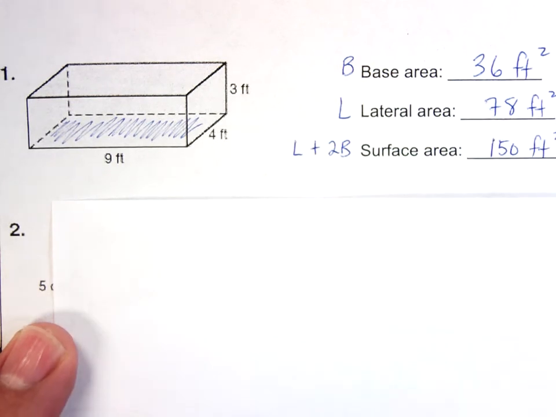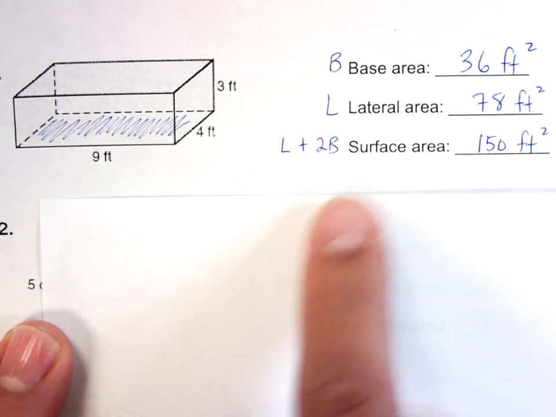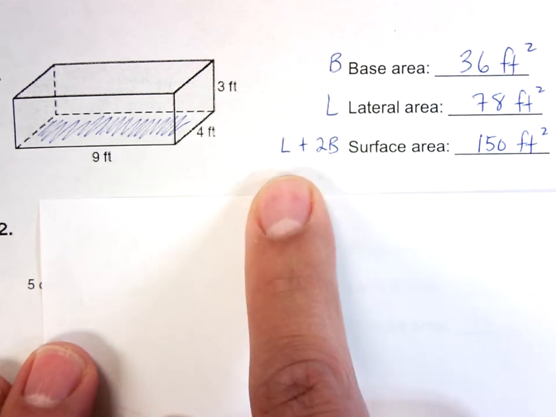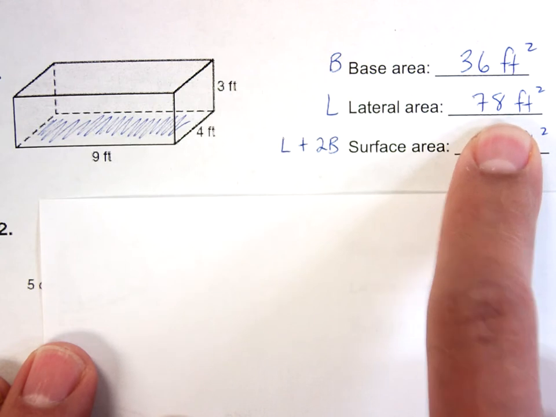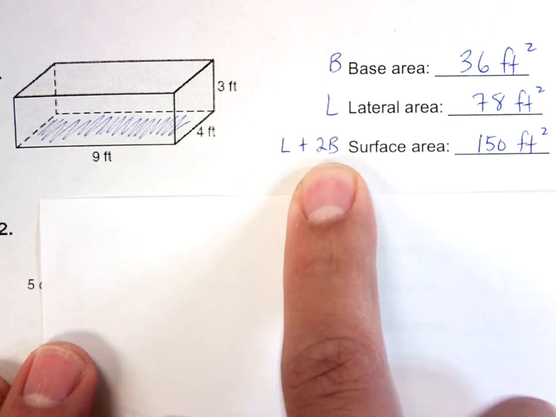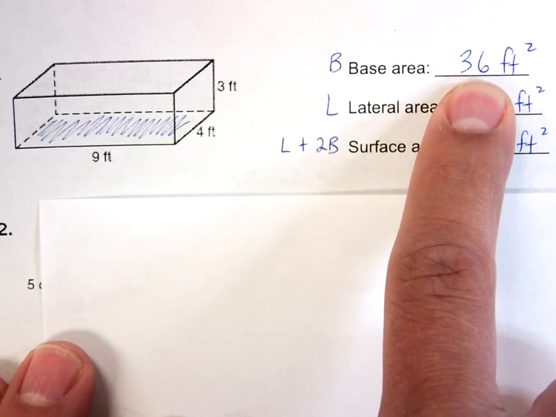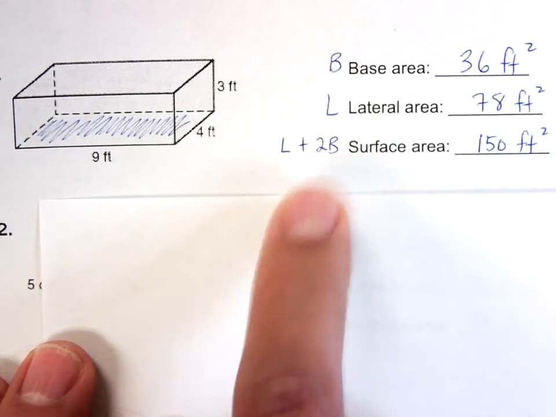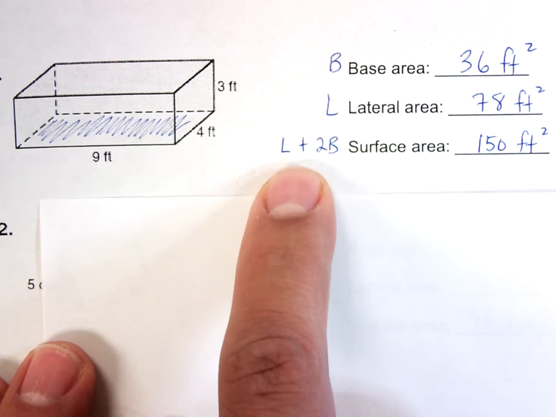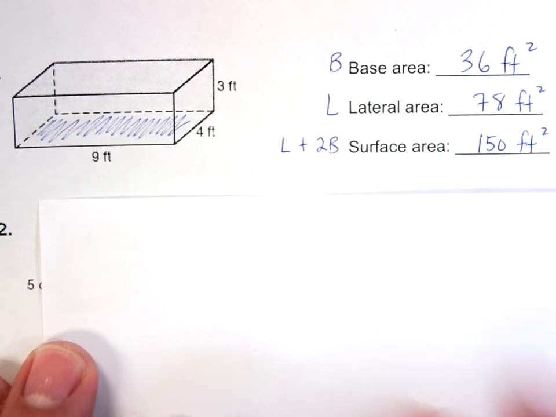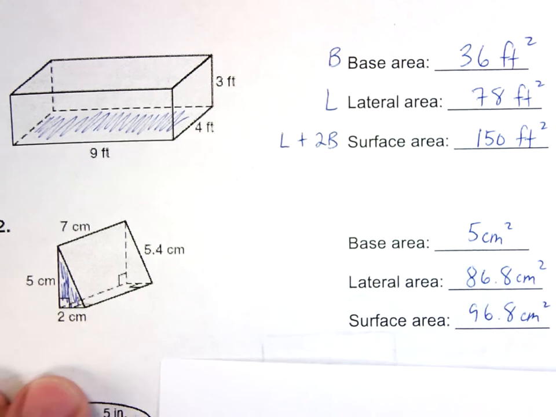So then to get the total surface area, again, if it just says surface area, that means the total. You take the lateral area, which was 78, plus two bases, because I have the top and the bottom. So this was just the area of one of the bases, but I have two. So I've got to multiply my base area times 2, add it to my lateral area, and I get 150 feet squared. So we do it again here.